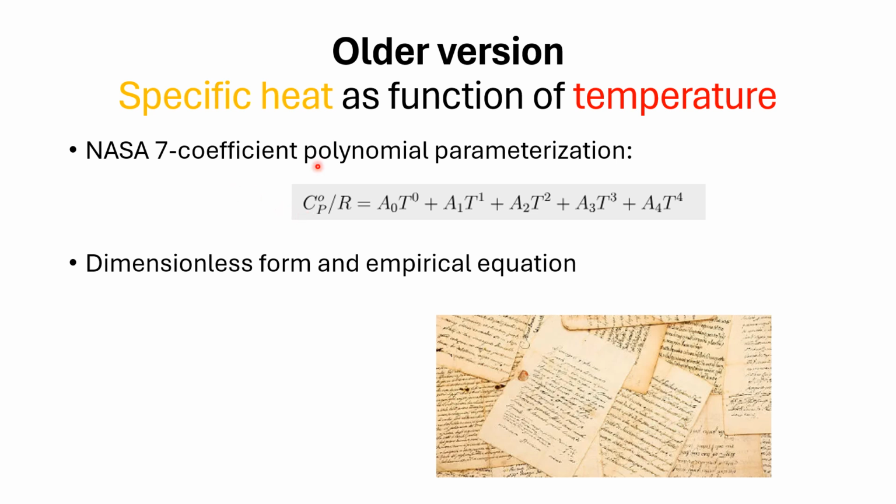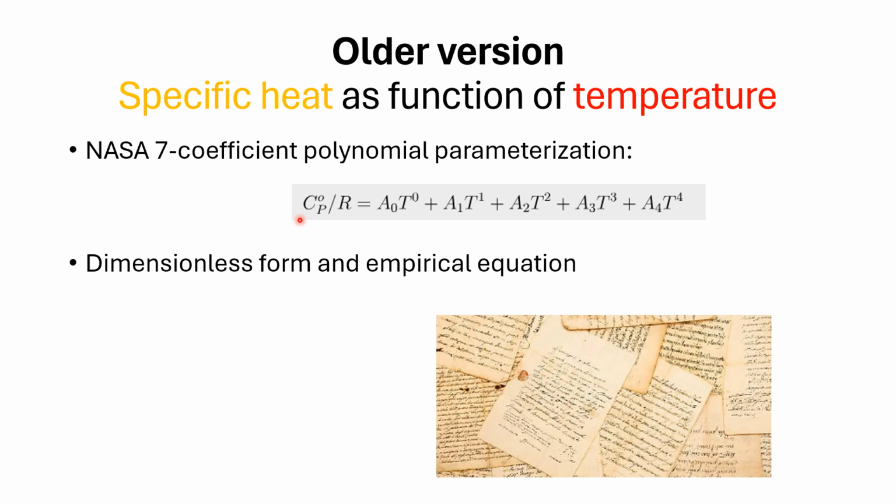What is Cp? Cp is specific heat at constant pressure. Enthalpy would be the integral of Cp dT, and entropy would be the integral of 1 upon T Cp dT. That is another story, but right now we are focusing on specific heat. Just to inform you.